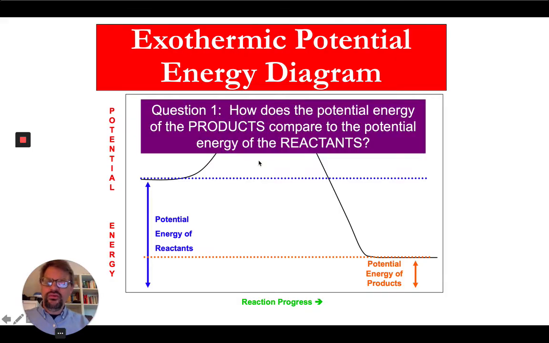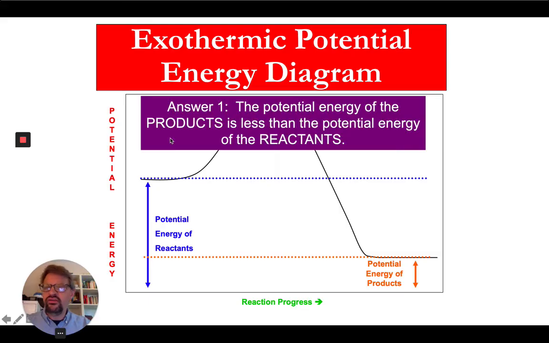Some features here: on the y-axis, potential energy; the x-axis is time and the progress of whatever reaction we're dealing with. Over here, this represents the energy stored in the reactants, whatever you're starting with. And over here, this represents the energy stored in whatever the product molecules are. So the question, how do they compare to each other? Take a moment and answer that.